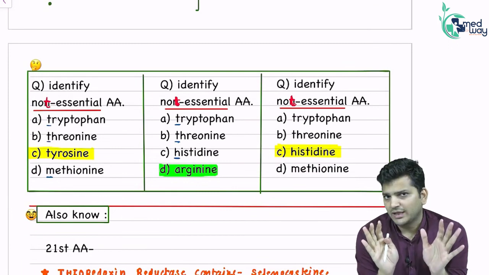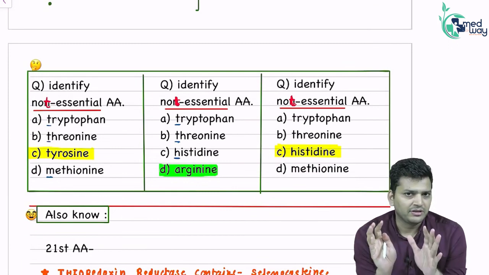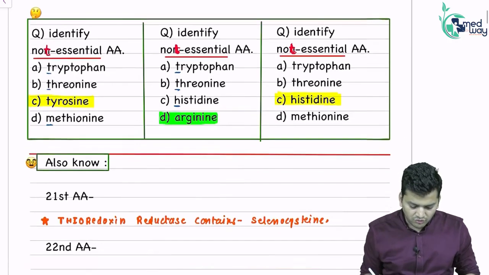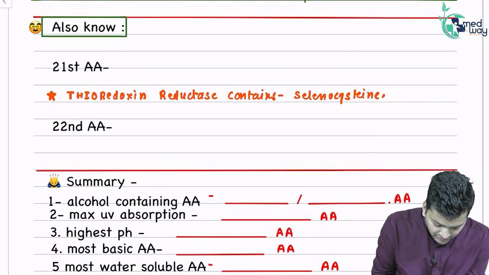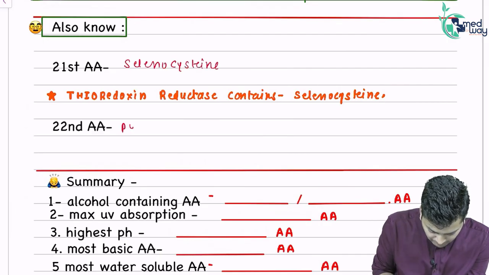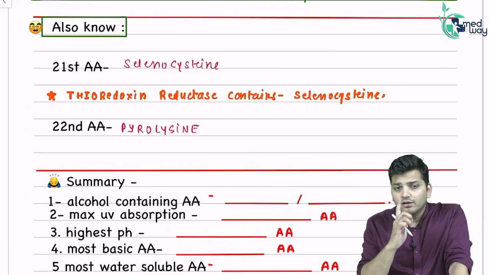This is all about the classification. Earlier, we had just 20 amino acids. The 21st and 22nd were recently added to the list, so we should know their names. The 21st amino acid is selenocysteine, and the 22nd amino acid is pyrrolysine. These are the recently added amino acids.